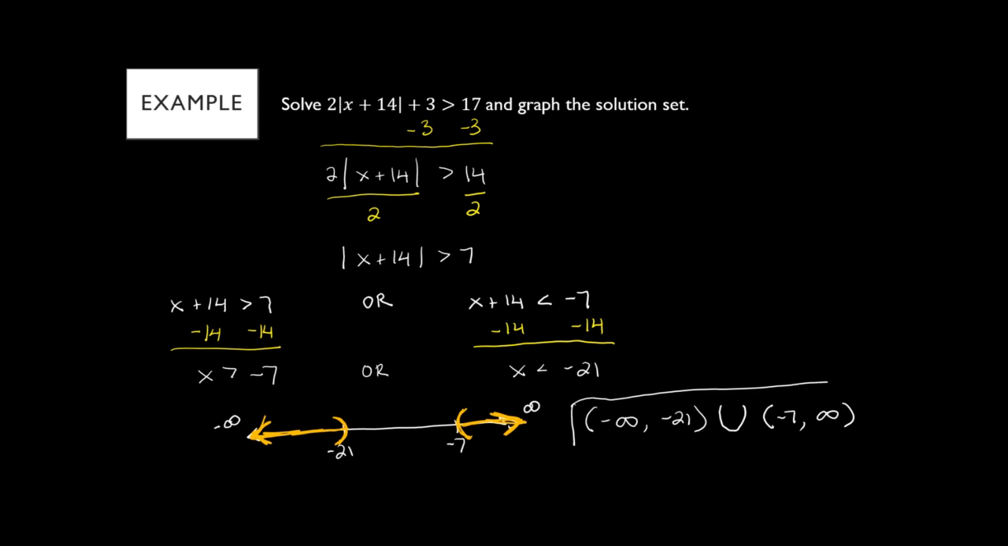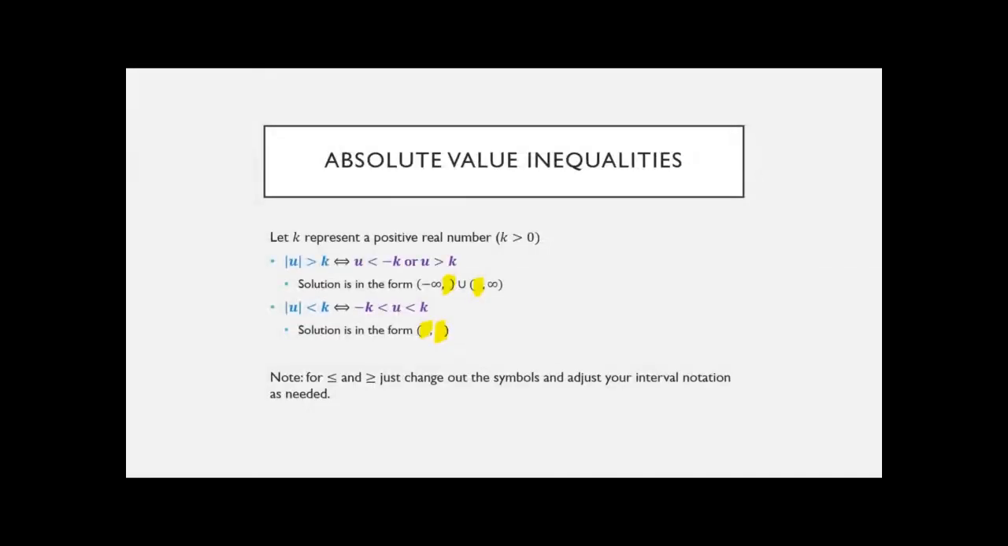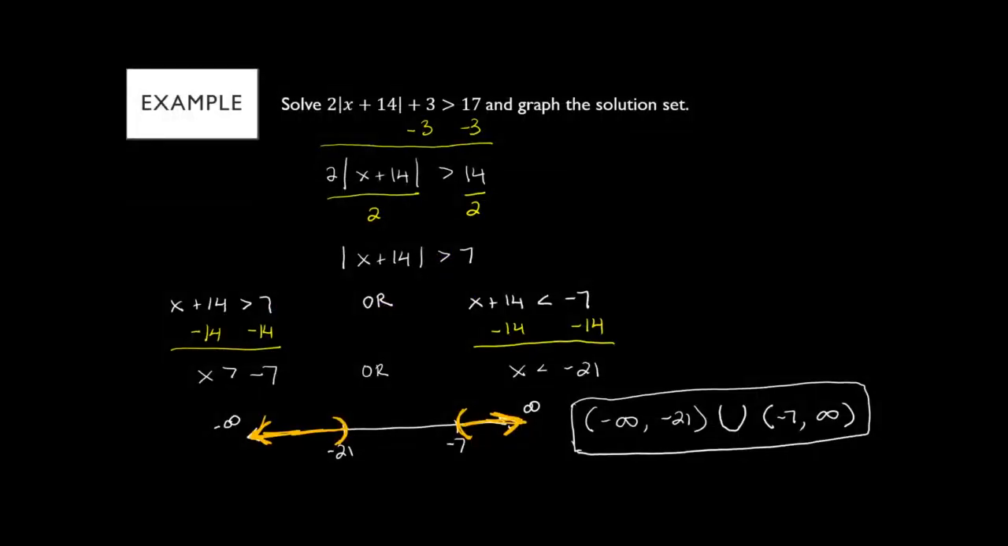So you're taking your two numbers and you're sticking them in this formula where I put the highlights here for our form where we have greater than. Your solution's in the form -infinity to some number, union a different number to infinity. So you're just plugging in your numbers, and you need to make sure you put them in the right spot. We always have them go from the smallest to the largest. So this -21 had to be on the left versus the right side because that's smaller than -7.